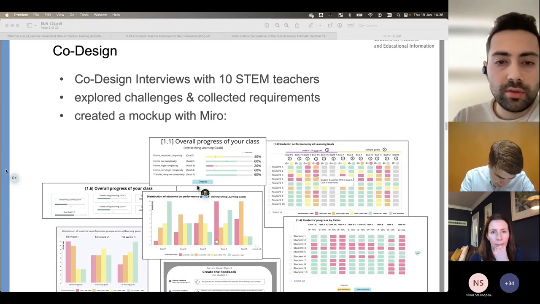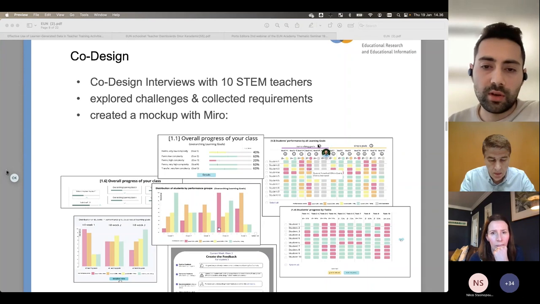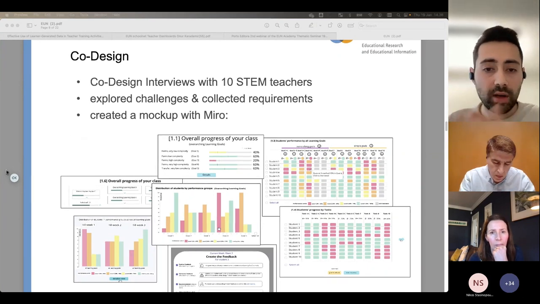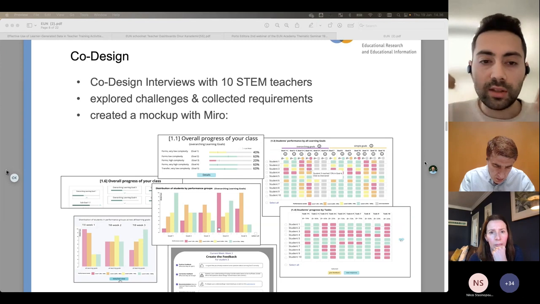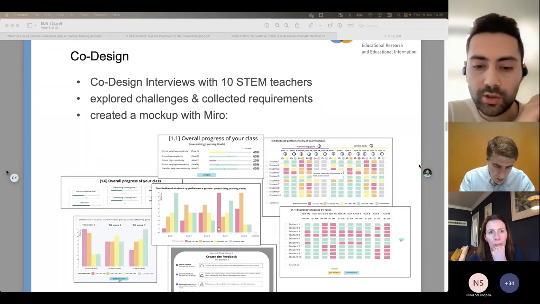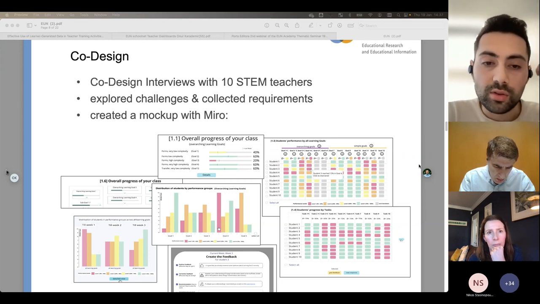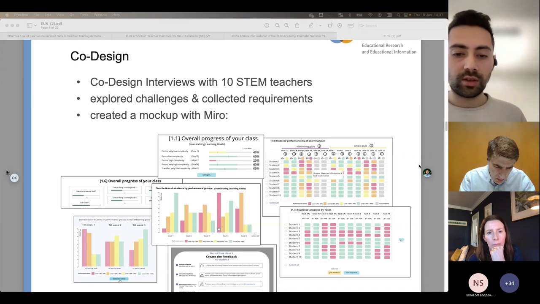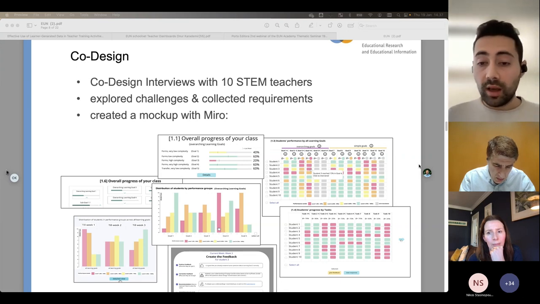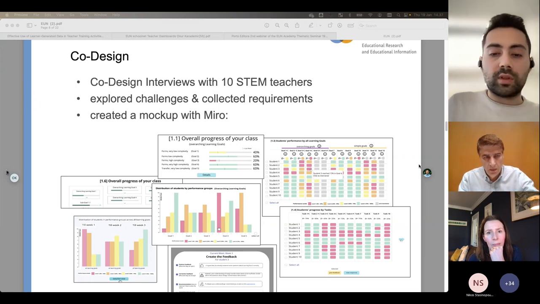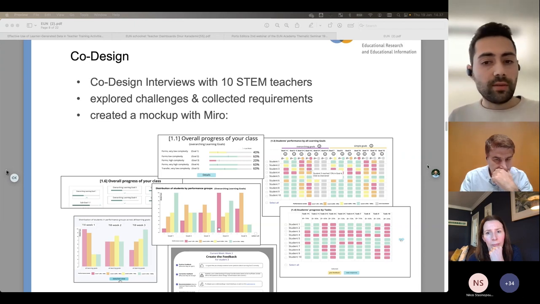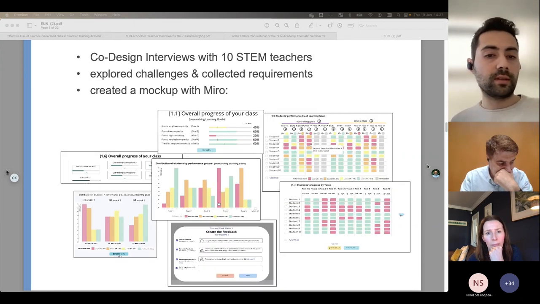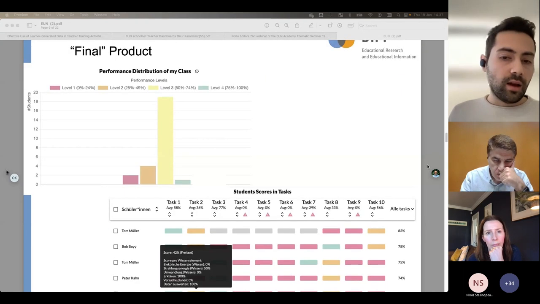So we did co-design interviews with STEM teachers, because the learning analytics dashboard should be integrated into STEM classes, physics classes. We asked teachers, what are your challenges regarding learning analytics, and what are your challenges regarding feedback? What are your problems regarding giving feedback to students? Then we designed a mock-up in Miro, a sketching tool, of how a dashboard and a feedback system should look. We collected requirements and had some suggestions. After that, in the next slide, you can see the final product.